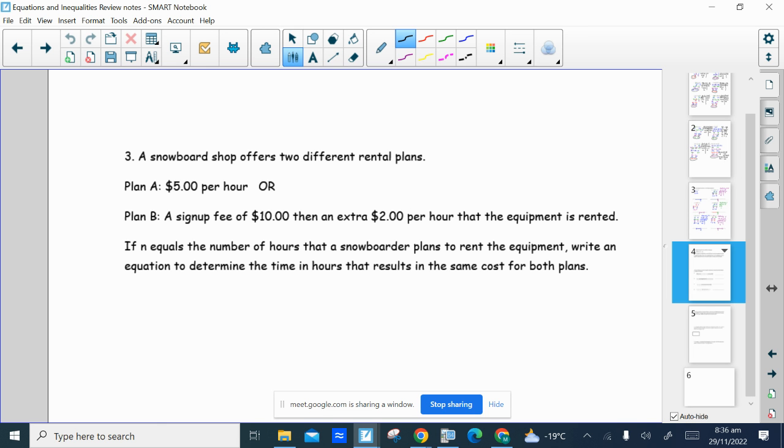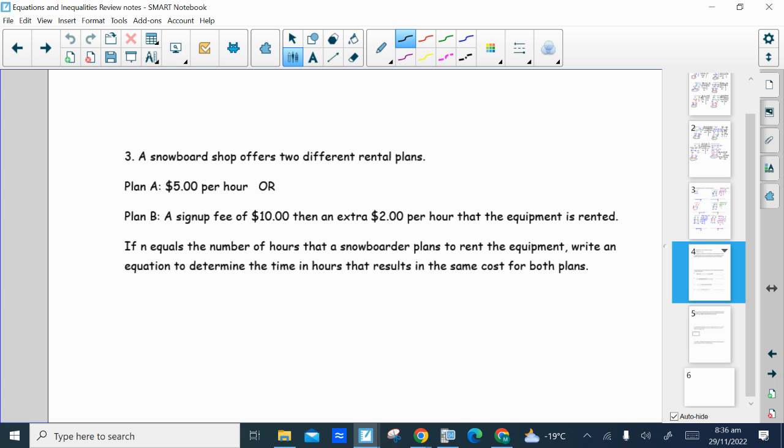Okay, so we're going to finish off this review package, then we'll go through the two quizzes you guys wrote. We'll go through those two quizzes, and that'll get you ready, hopefully, for your test on equations and inequalities, which is tomorrow.